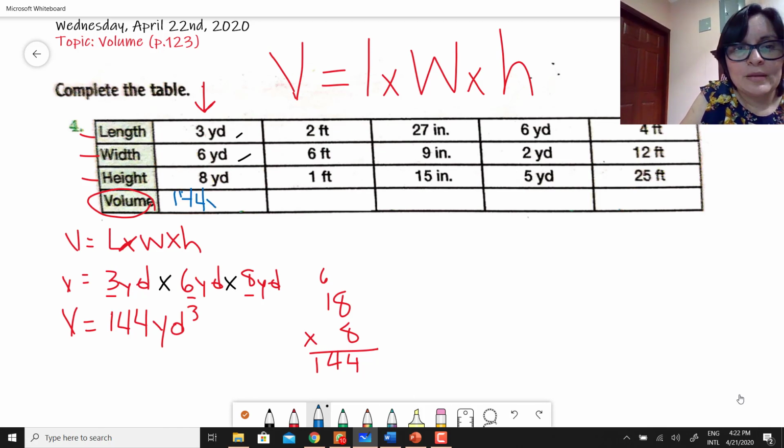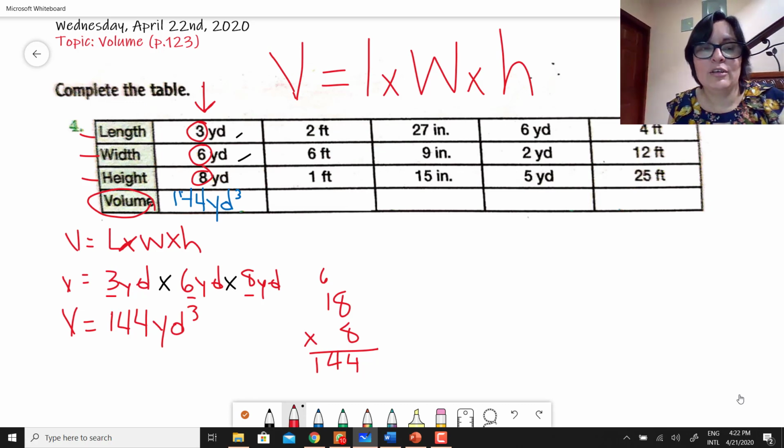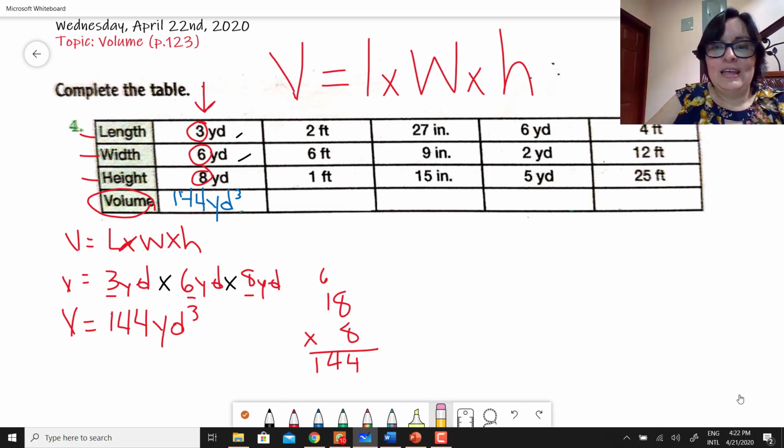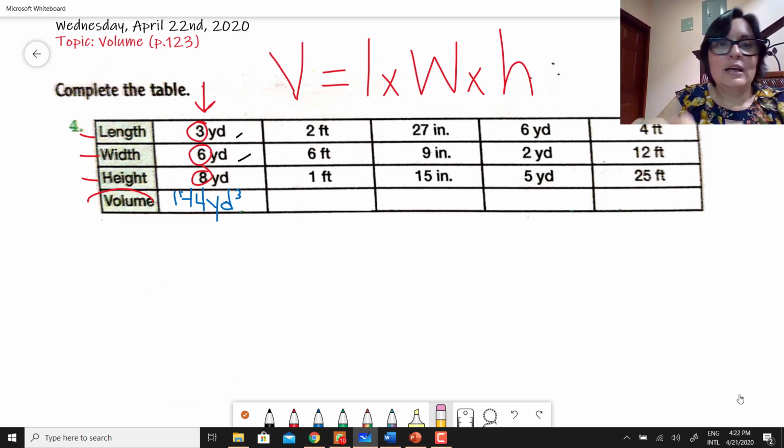144 yards cubics, or cubic yards. Remember, what did we do? We multiply length times width times height. And here we have the result, 144 cubic yards. Okay, so let me erase this and let's do the second one, this one.